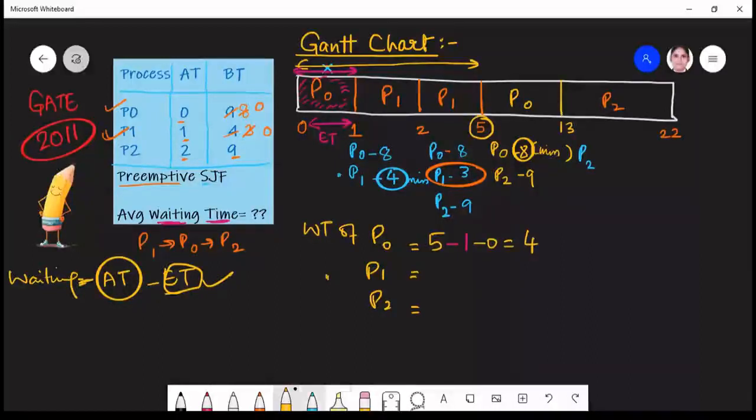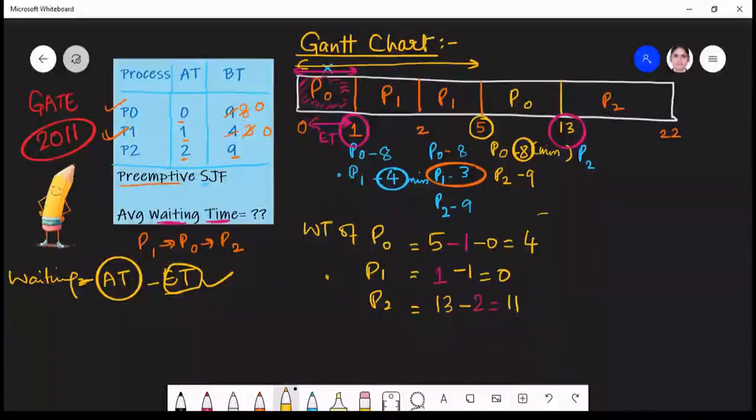Now talking about P1, P1 waited for only 1 millisecond, and it arrived at the first millisecond only. So 1 minus 1 is 0. What about P2? P2 waited for 13 milliseconds, from here to here, so we write 13 here. But the arrival time is 2, so we subtract it from this, and the result is 11.